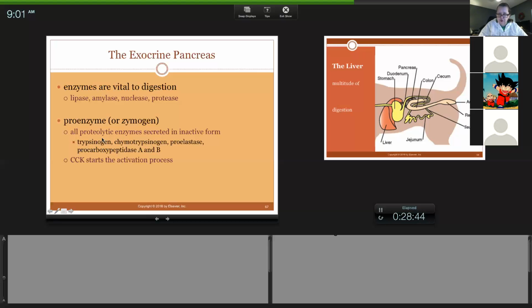Now, if you see gen at the end of a word, that is an inactive enzyme. Think about it as going to generate an active enzyme. So trypsinogen is the inactive form of trypsin. Chymotrypsinogen is the inactive form of chymotrypsin. Okay? And whenever you see ase at the end of a word, like prolipase, do you see this? Those are enzymes. Now, I only want you to know the first two. Okay, those are the most common.